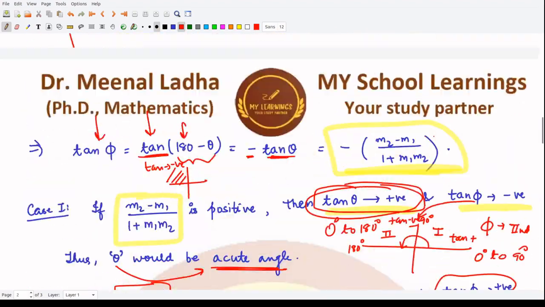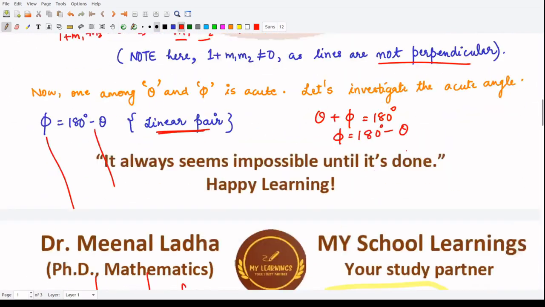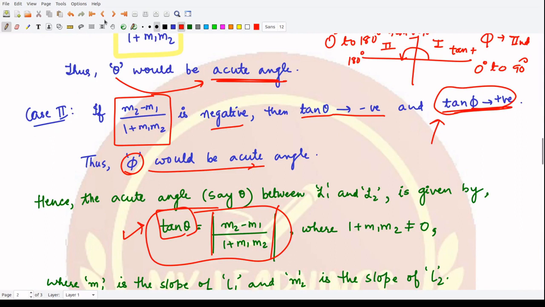So I hope you understood this concept of calculating the angle between two lines. You should clearly remember this formula for calculating the angle, which is tan theta equal to modulus of m2 minus m1 divided by 1 plus m1 m2.